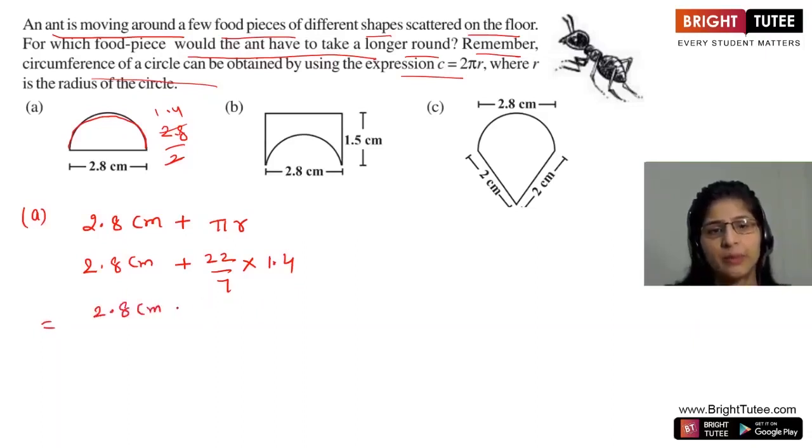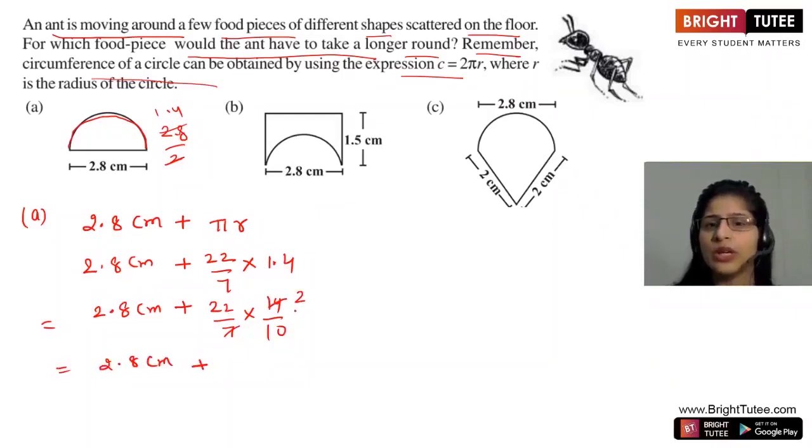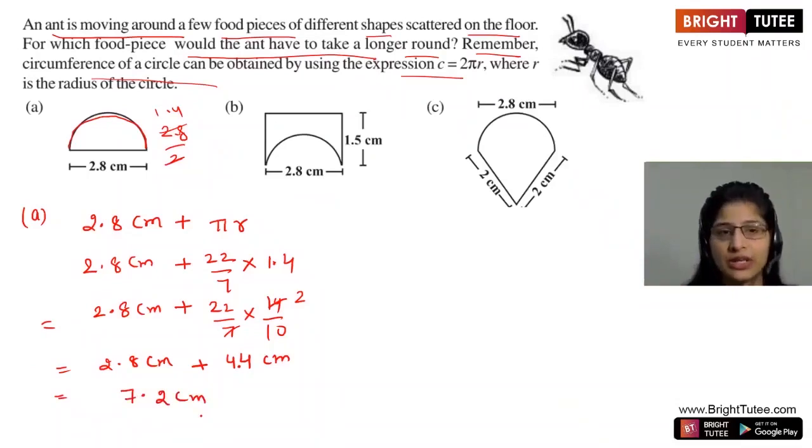2.8 centimeter plus 22 upon 7 into 1.4, we can remove the decimal, 7 twos are 14. So we get 2.8 centimeter plus 22 into 2, 2 twos are 4, 2 twos are 4, and because of this 10 we will put one decimal, that is 4.4. So in 2.8 we have to add 4.4. Just add them. 8 and 4 is 12. 4 and 2 is 6, and 1 is 7. 7.2 centimeter, the ant will travel this much. So the ant is going to travel the distance 7.2 centimeter. Is that clear?